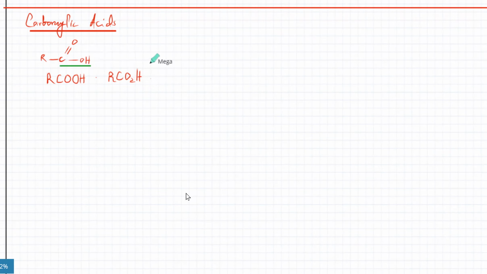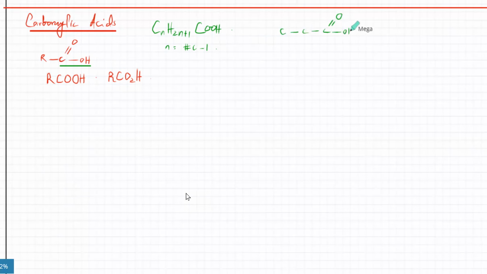अच्छा, इसका था कि the general formula for carboxylic acid is CnH2n+1COOH, where n is the number of carbon atoms, but one less than that. Okay? So if I want to make propanoic acid, it would be 3 carbon atoms, and then you're going to have a double bond O and OH, that is what makes a carboxylic acid. This one will have 2 H's. This one will have 3 H's.